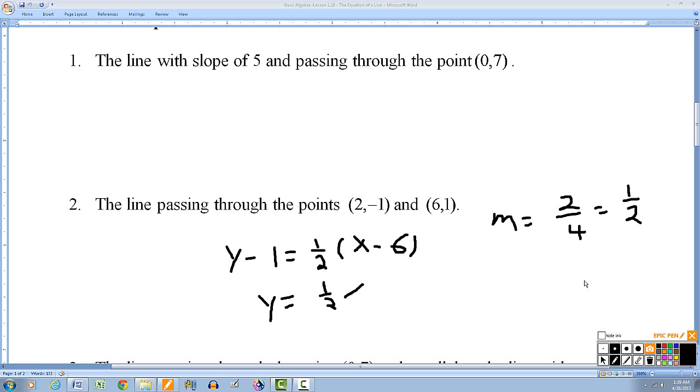Okay, and then 1/2 times the minus 6 is minus 3. But then we bring this minus 1 over, that's a plus 1. So that'll give me minus 2. Okay, so there's another form of the answer. Both these answers are correct. Just depends what your instructor asks you to give as the answer.